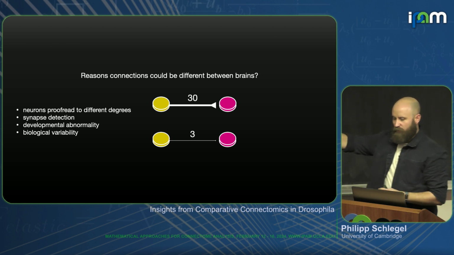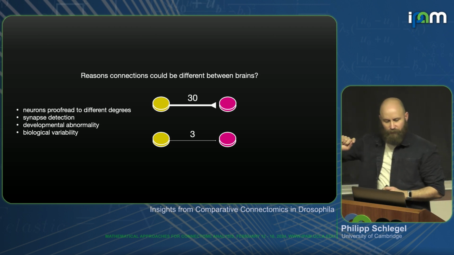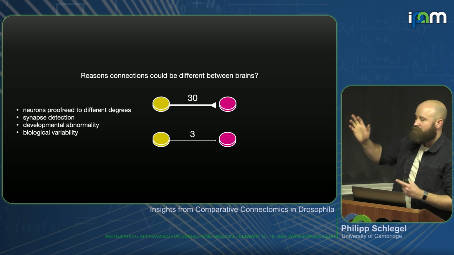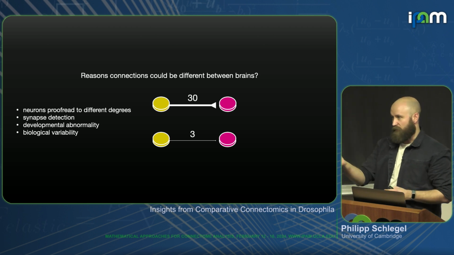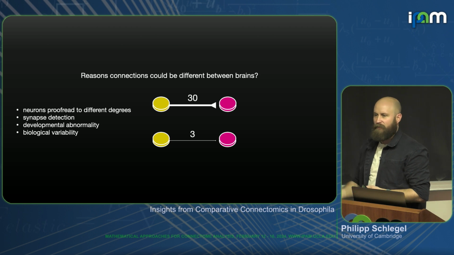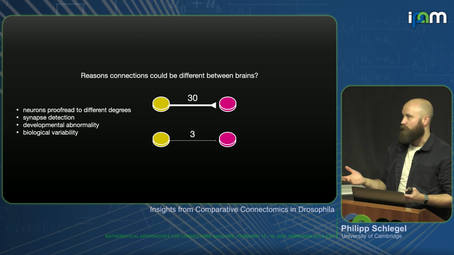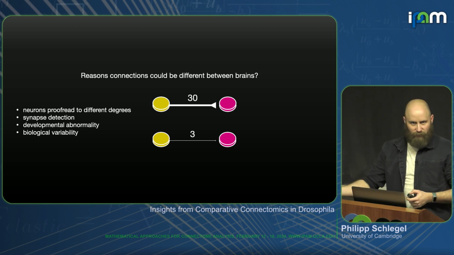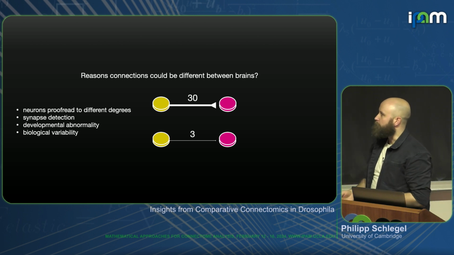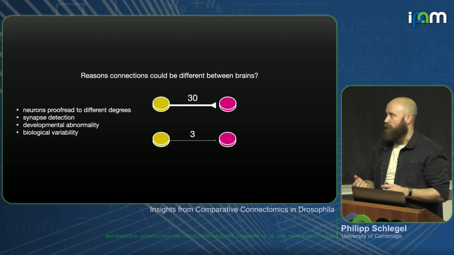Okay, so what are the potential sources of variability? One is that neurons could be proofread to different degrees, right? So in dataset A, people just didn't put as much effort into proofreading neurons, so they're just overall less complete. The synapse detection introduces false positives and false negatives, right? Precision and recall rates. You may have developmental abnormalities.